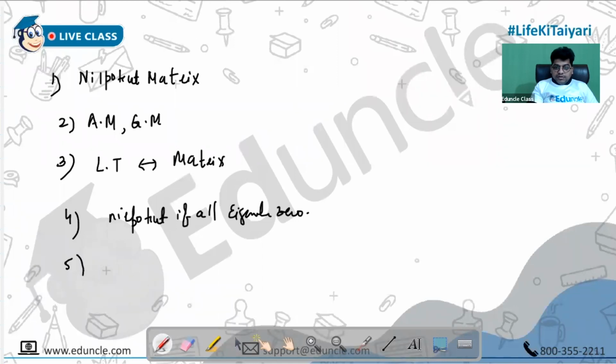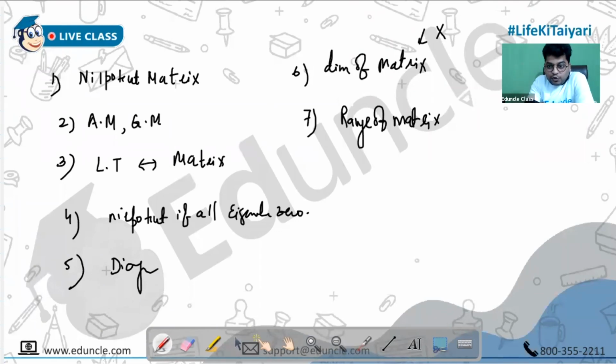Diagonalizable, explain the concept of diagonalizable. Okay, yes. Dimension of a matrix, a matrix never has a dimension. This is a wrong concept, but we will discuss this concept also. So you have these problems in diagonalization, up till diagonalization.